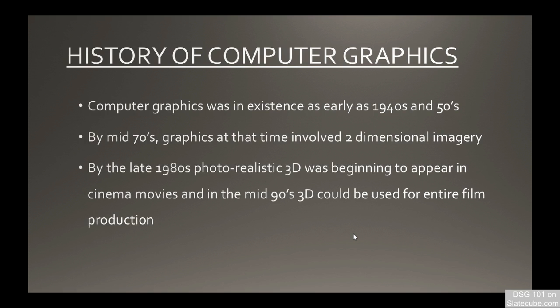By the late 1980s, photorealistic 3D was beginning to appear in cinema movies, and in the mid 90s, 3D could be used for entire film production. It was actually used in Star Wars Episode 4, and it was really cool, those spaceships flying mid-air. It's a cool shot. You can see how they integrated realistic human beings into the whole 3D scene, made it look real and nice. So this is an example of what 3D could be used for as early as the 1980s.